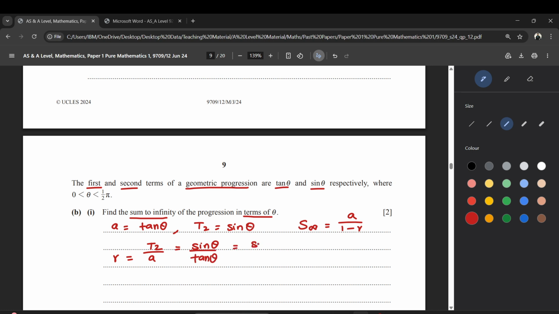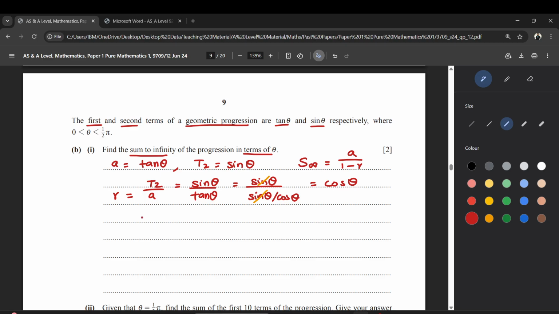Then using the identity, this is sine theta over sine theta over cos theta. You can cancel the sine theta, so you'll be left with 1 over 1 over cos theta, which becomes just cos theta. Therefore, the sum to infinity will be a, which is tan theta, over 1 minus cos theta. That is your answer, because we cannot simplify it further as we do not know the value of theta.